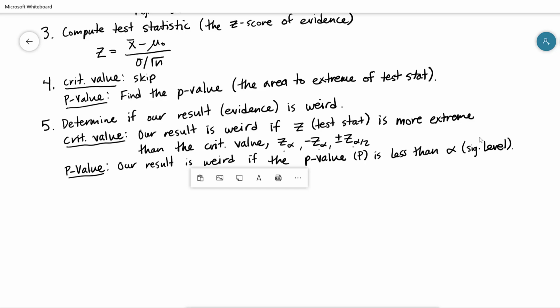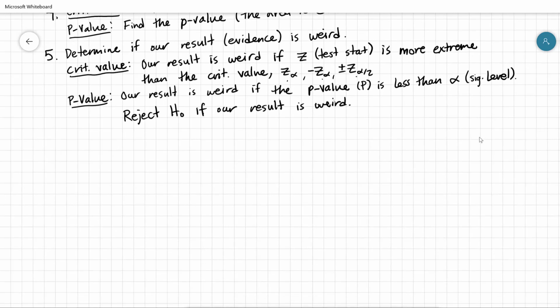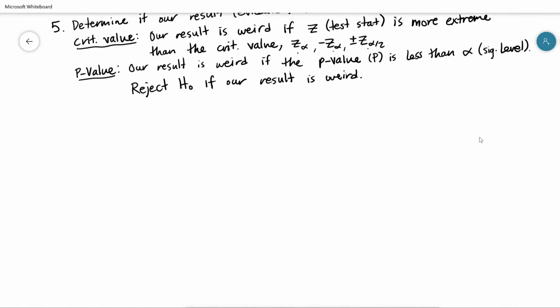Long story short, in this step, how do we interpret this? What we do is we reject H0 if our result is weird. The whole reason that we got a weird result is because we assumed that H0 was true. If we're getting a result that's weird, maybe a better explanation is that H0 isn't true and we should reject it. And the absolute last step is state your conclusions.